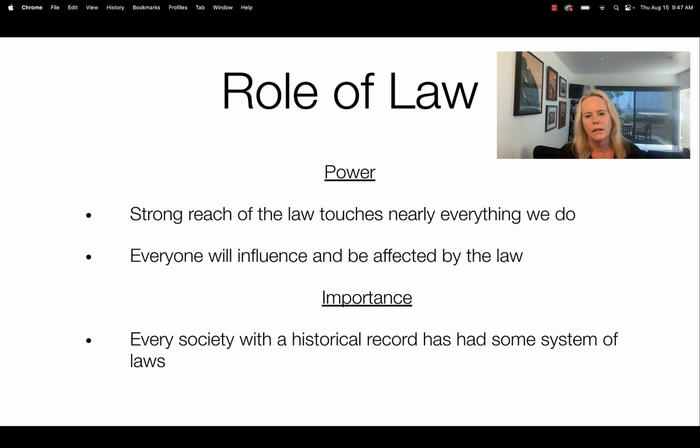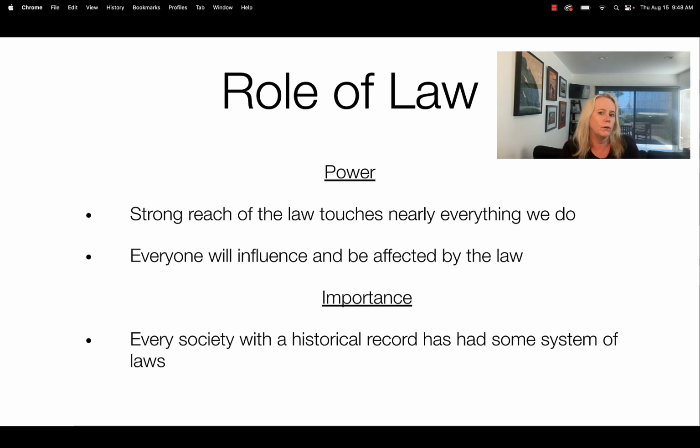The role of law in society is really about power and importance. Power because the reach of the law touches nearly everything that we do. Everyone is influenced and will be affected by the law. Maybe when you woke up this morning, you had one of these, you had the alarm set. Well, Apple created this little dandy product. And when it did, it was so innovative that it got patents. The patents that helped to create the success of Apple's iPhone are protected by intellectual property law.